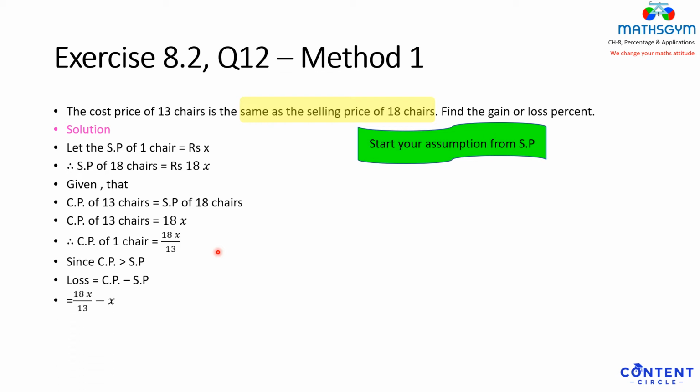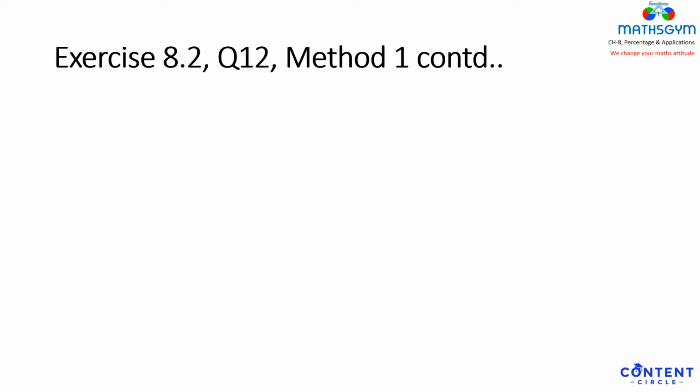So we now substitute the values. CP is 18x upon 13 minus SP, which we have taken as x, and x means it is 1x. These are all fractions, so we convert them into equivalent fractions and we get 5x upon 13. If you have a difficulty in this step, you may write a message. We can update further.